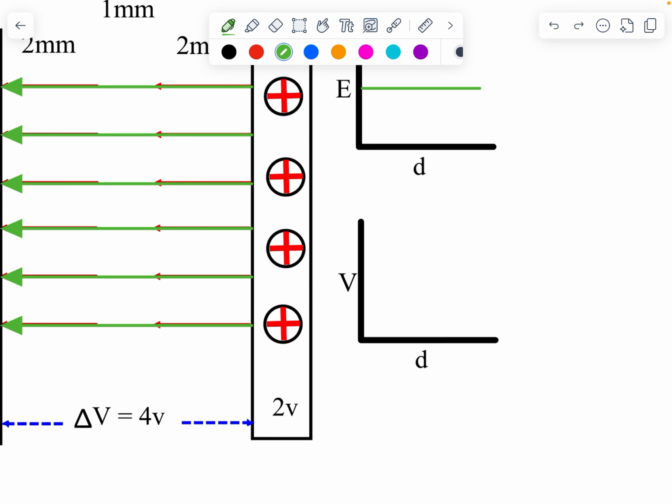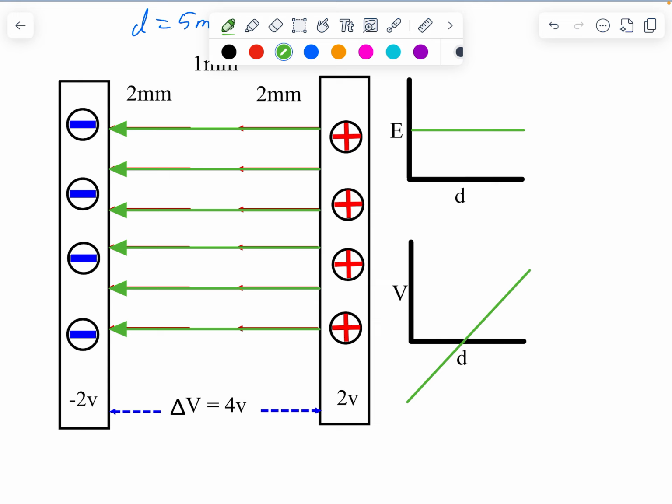I think it's probably conceptually an easier picture. Let me extend this out to the end of the graph. I think it's probably easier to draw it like this. So we go up from below 0, and we end up above 0. So we're going from -2 up to 2, something like that. The slope of the V-D graph is constant because the electric field is constant.